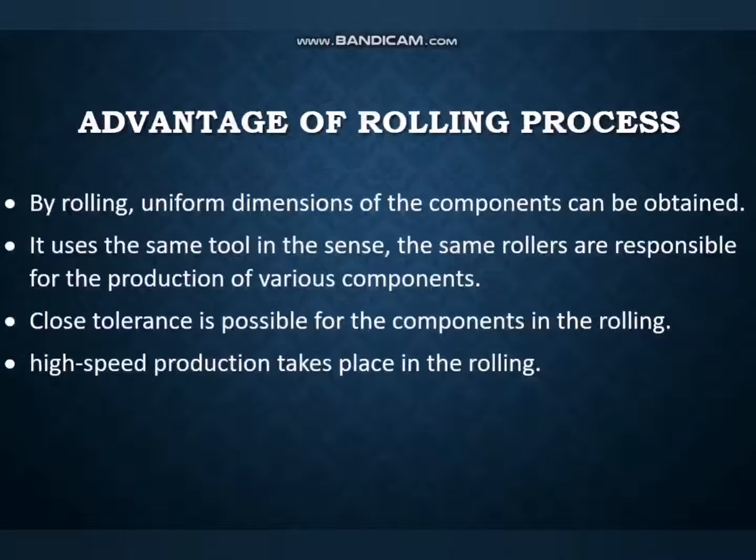The advantages of the rolling process: by rolling, uniform dimensions of the component can be obtained. It uses the same tool, in the sense that the same rollers are responsible for the production of various components. Close tolerance is possible for the component in rolling. High speed production takes place in rolling.